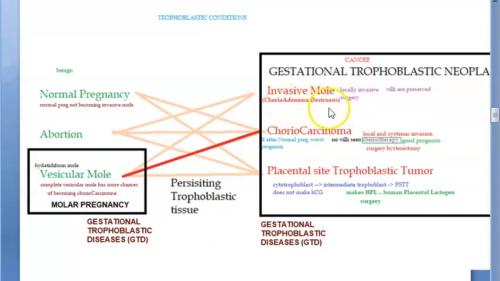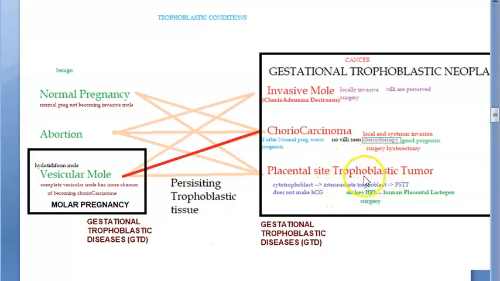The same thing, invasive mole, same thing. It is called chorioadenoma destruens. Then you have choriocarcinoma, right? And then you have placental site trophoblastic tumor. Here, basically, the intermediate trophoblast is affected, okay? And this does not make HCG. This makes human placental lactogen, remember?